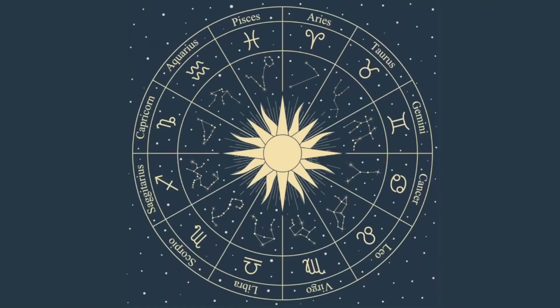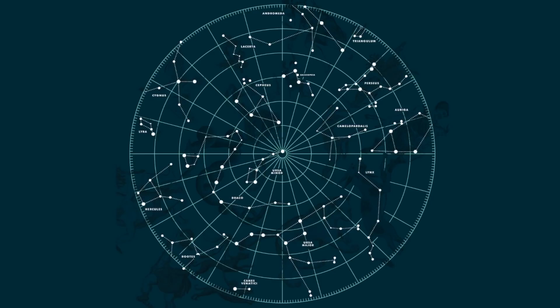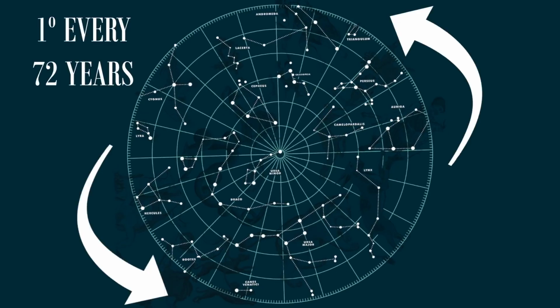Each constellation of the zodiac moves from its fixed position in the waters above at 1 degree every 72 years. The stars in the circle above us are fixed in their positions, but every 72 years, the entire circle shifts 1 degree. This is what is called the precession of the equinox.